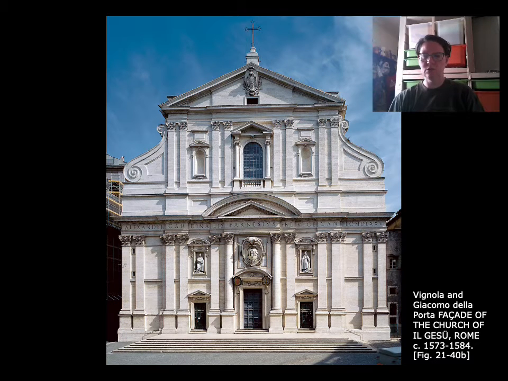This is the Church of Il Gesù. You're looking at the front facade. It's located in Rome. It was probably the most influential building in the second half of the 16th century. It was a mother church of the Jesuit order. There was a man named Ignatius of Loyola. He was a Spanish nobleman, and he dedicated his life to the service of God. He founded the Jesuit order.